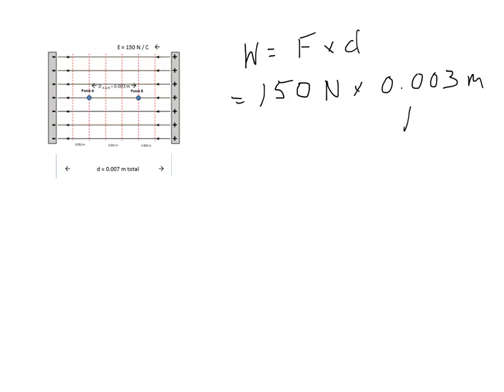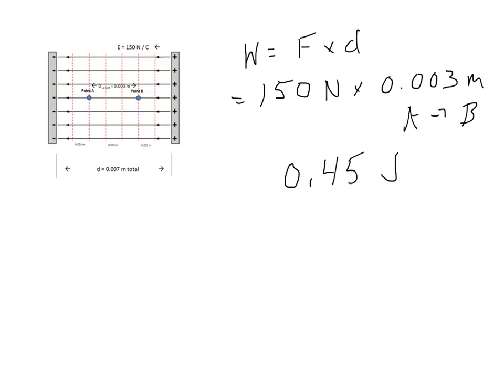So now we can finish the calculation and we can say, first of all, work equals F times D. I'm going to imagine that I have a force of 150 newtons, because it's a 150 newton per coulomb field, and I'm going to multiply that times 0.003 meters, the distance that I have to travel from A to B. If I do that, I'm going to get something that you can actually do. 3 times 150 is 450. I'm going to go 1, 2, 3. So I'm going to get 0.45 joules. 0.45 joules is the amount of work that I have to do to drag the charge.